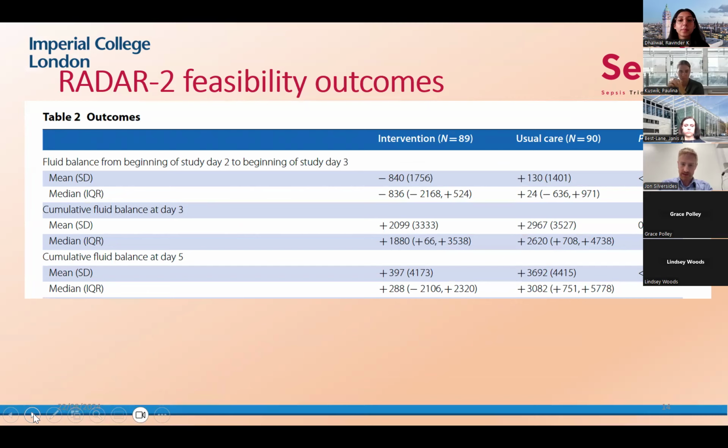These are the figures around that, and we can see that it was statistically significant. So it demonstrated feasibility of the study intervention. And this was carried out in six centres around the UK. Next slide, please.